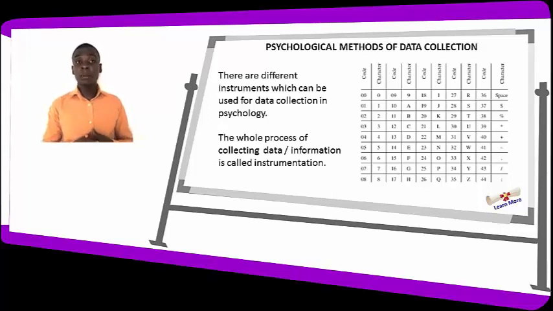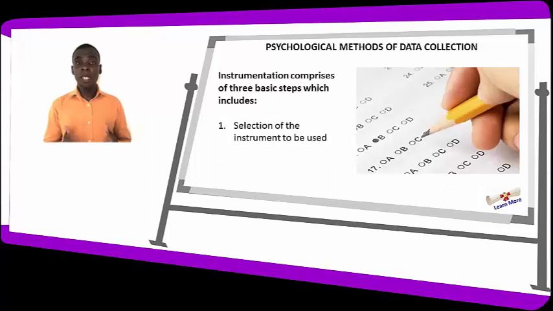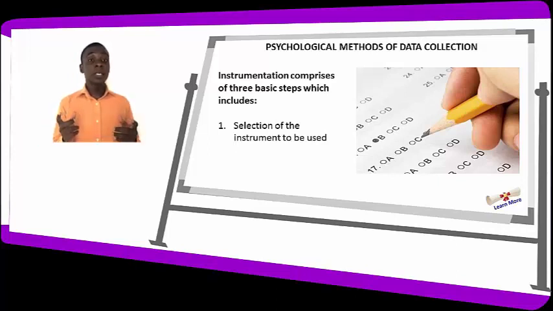It's very useful there. So instrumentation comprises basic steps, which include: number 1, selection of the instrument to be used. We have so many instruments for data collection, not just in psychology but generally. We can use a questionnaire, an interview, observation, or a case study. So it depends on the instrument you want to use, and also on the kind of research you are carrying out.